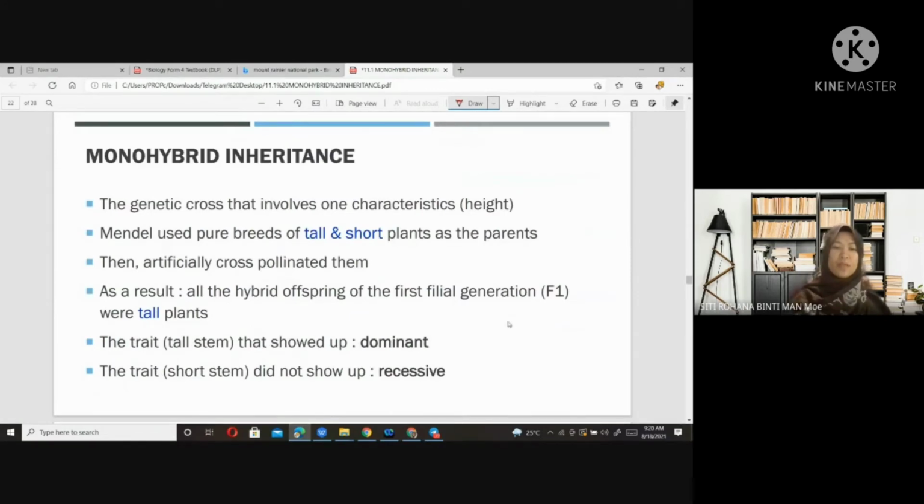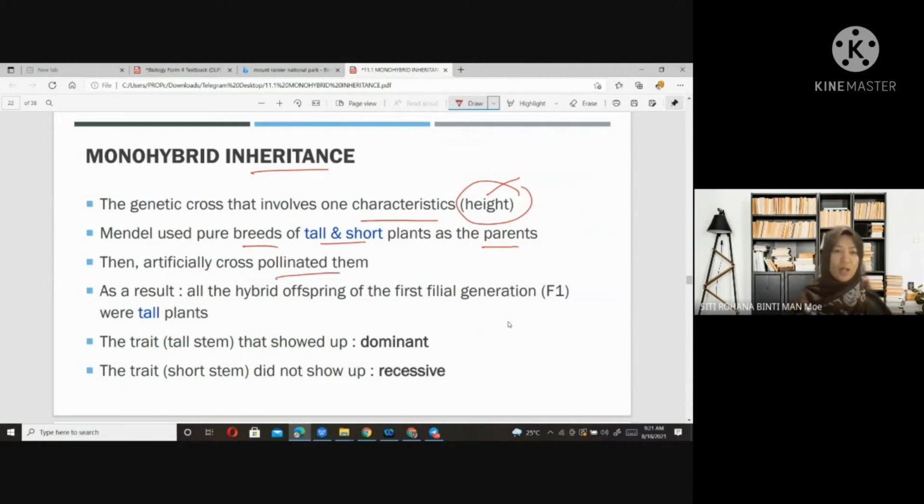Okay, tengok summary kat sini. For monohybrid inheritance, genetic cross that involves one characteristic. Okay, for example, just height, ketinggian, and then color, yellow, green. Okay, so Mendel used pure breeds of tall and short plants as the parents. Okay, so nak tunjuk contoh kat sini hanya kepada ketinggian. Yang lain sebenarnya kalau faham konsep, boleh je buat. Okay, then he artificially cross-pollinated them.